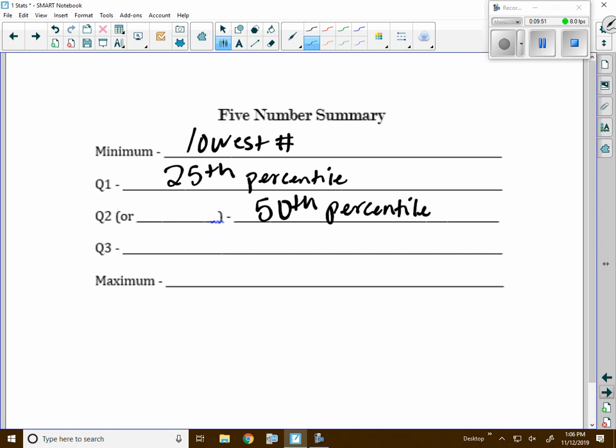What is the other name for quartile 2? Starts with an M. Median. Also our median. What percentile is Q3? 75th percentile. Okay, and our maximum, that's our highest number in our data set.